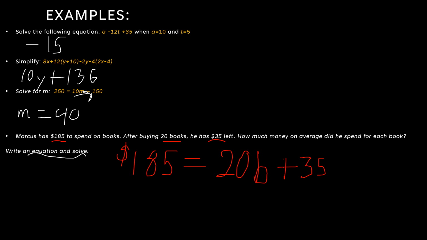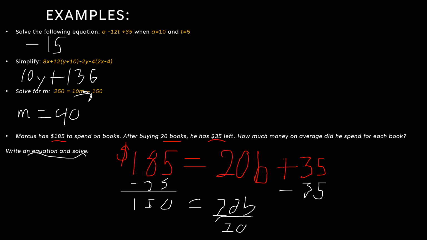And of course, first things first, we're going to get rid of the 35 on both sides. So 185 minus 35. 5 minus 5 is 0. 8 minus 3 is 5. He has $150 left and 20B. So if we divide both sides by 20, then we're going to wind up with our answer.